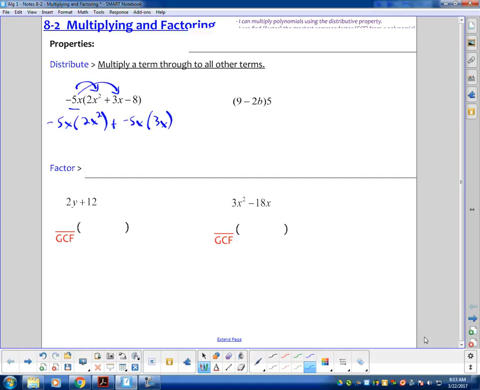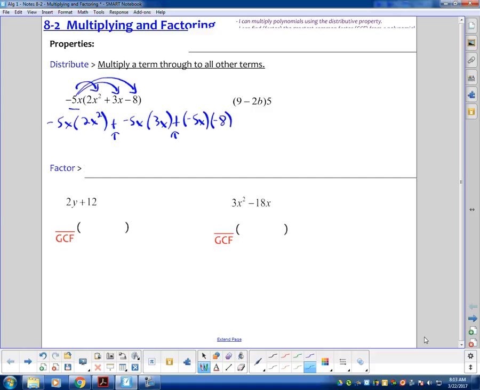And then I'm going to multiply negative 5x times negative 8. Notice I put plus signs in each of the places here and here, and then I just carried the sign with the terms, the negative 5x and the negative 8. I kept the sign with those terms.